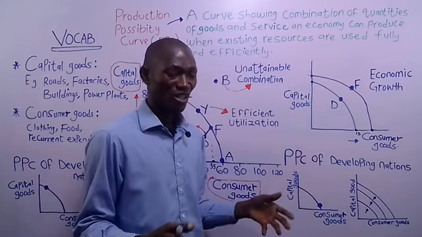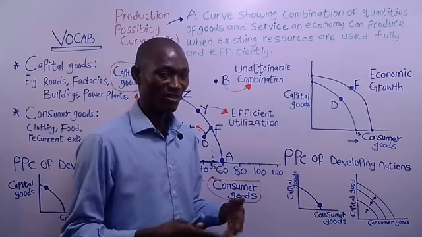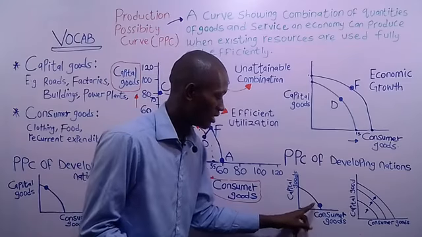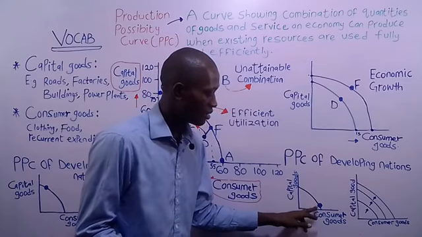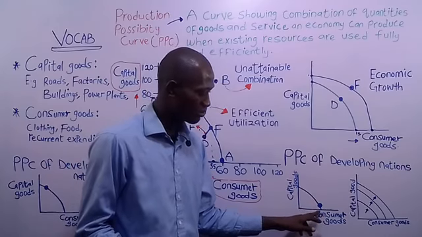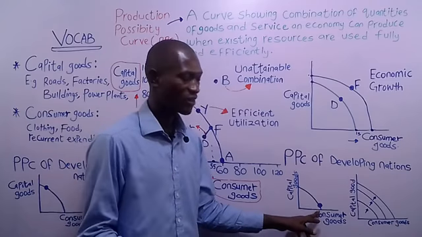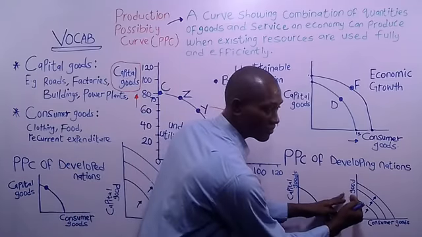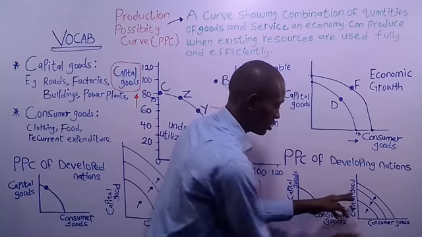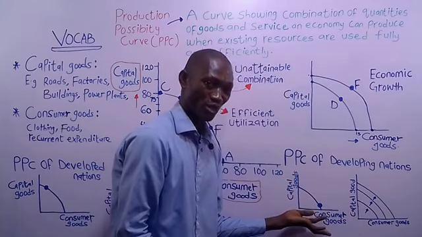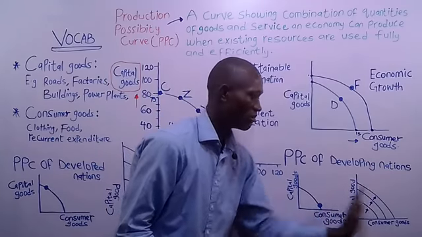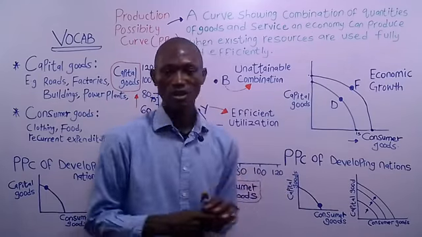So middle income economies spend a larger proportion of their income on consumption, that is, consumer goods. That's why their PPC is close to the x-axis here. They produce more consumer goods. And because they produce more consumer goods, the PPC of a developing nation will shift outward by small amounts and not by large amounts.